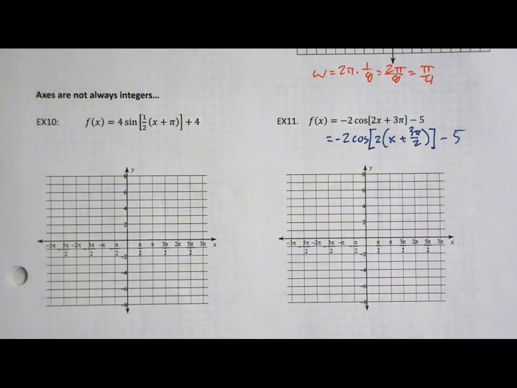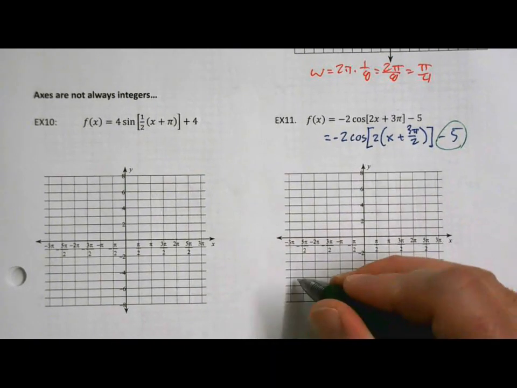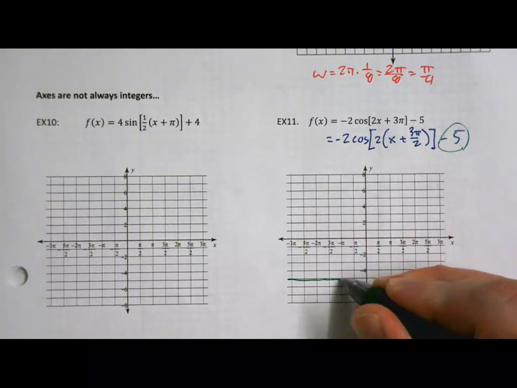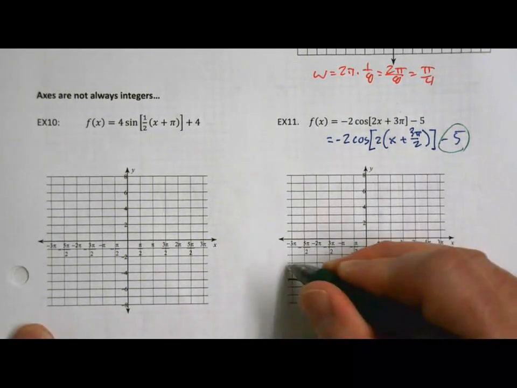All right, let's start with our horizontal lines. Let's draw those 3 horizontal lines first. So we know we've got a downshift by 5, so my new x-axis is going to happen at -5. And the amplitude's 2, so we'll go up by 2 and down by 2 from there.